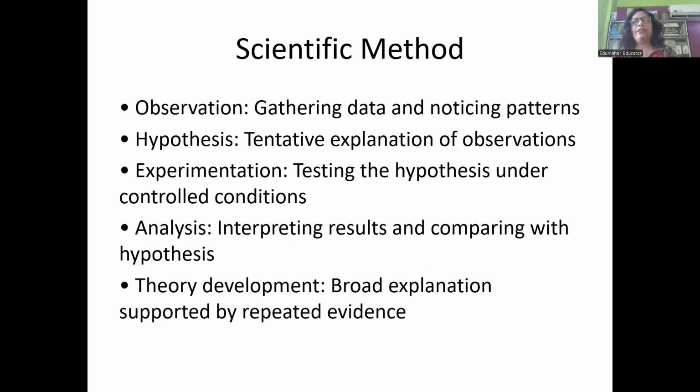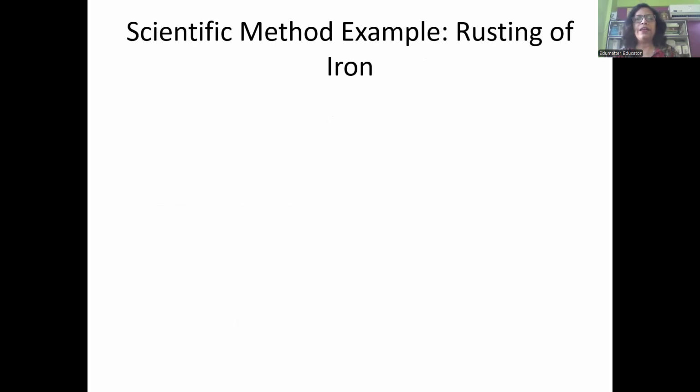Then if the hypothesis is proven to be correct, then theory will be developed with broader explanation that will be supported by repeated evidence. That means the experiments are to be repeated and reproducibility of the result, reliability of the results should be checked. Not only one time that is obtained. Reproducibility, reliability is very much needed to go up to theory from hypothesis. Okay. Now let us see some example.